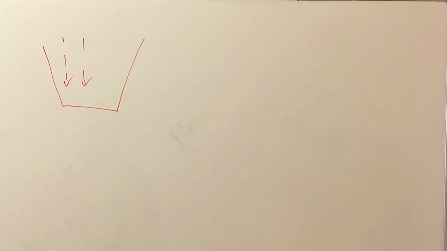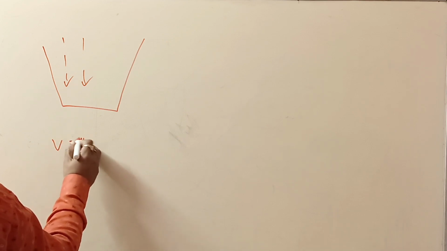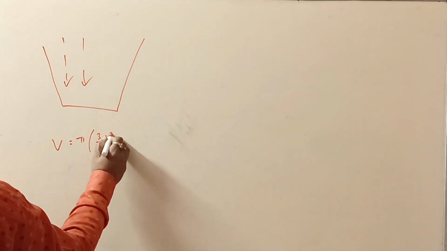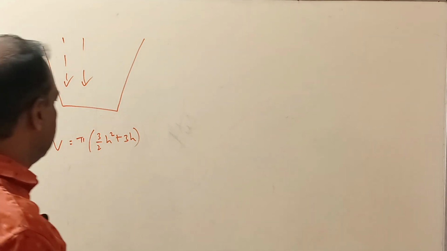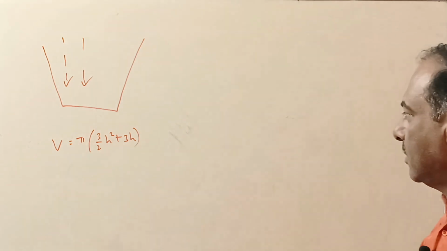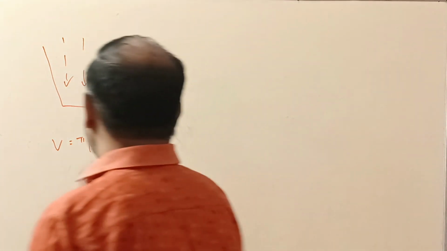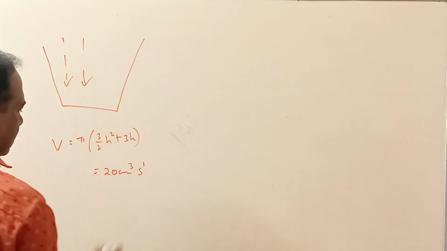Now the volume is given here, and the volume is equal to how much? Volume is equal to pi times (3 by 2 h square plus 3h). This is the volume of the water, whereas the height of the water is h in this bowl. Now what is happening here is the volume of water which is coming inside the bowl is equal to 20 centimeter cube per second.